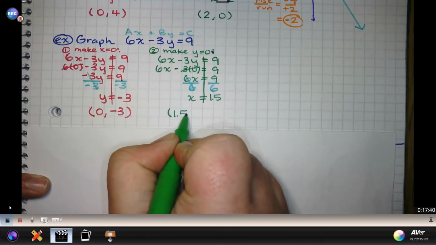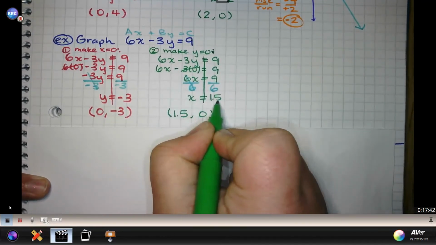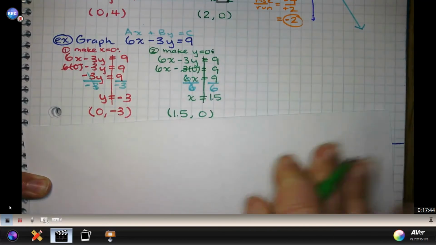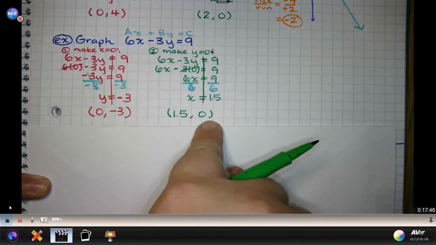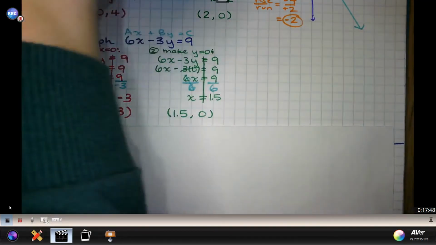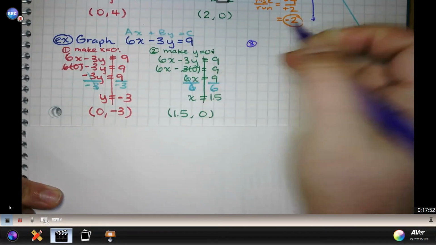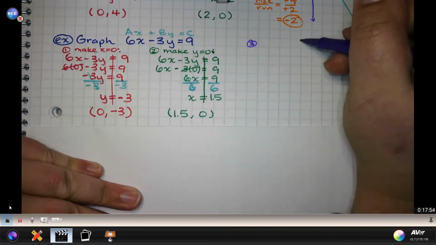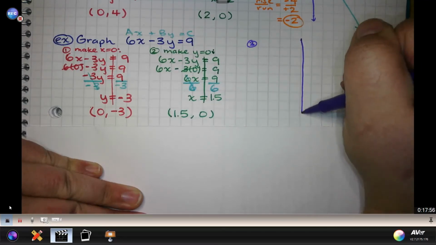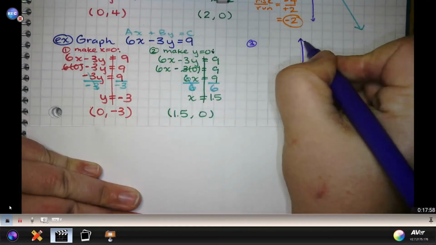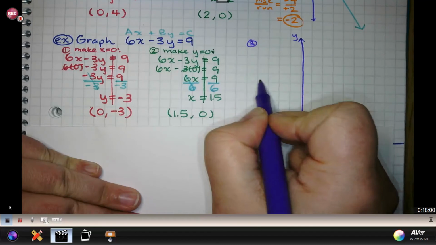So I have 1.5 comma 0, because again, x equals 1.5, so that goes in for x, and way up here, y equals 0, so that goes in for y. Then step 3 tells me that I need to graph this, so I'm going to create a little graph.